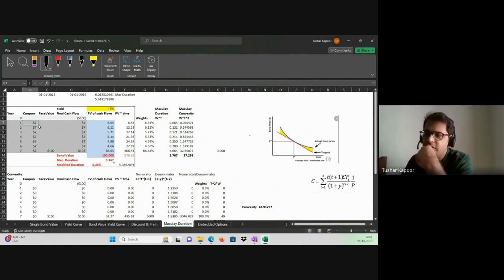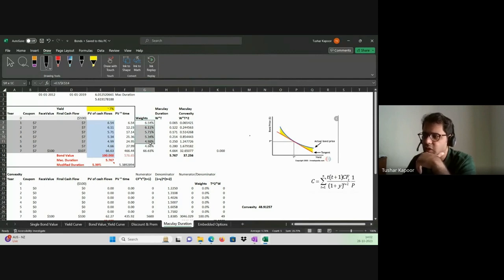Now let's observe this. What happens is, if I take this coupon rate and take the present value of the cash flow, what I get is a bond value. Now what I have to do is multiply T into W. What is T times this? And what is the weight? Now I'll calculate 6.54 divided by 100, 6.11 divided by 100.